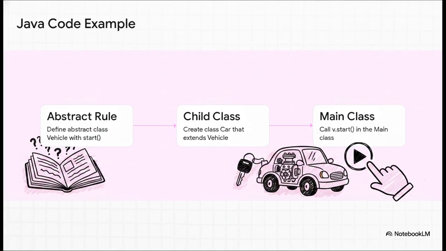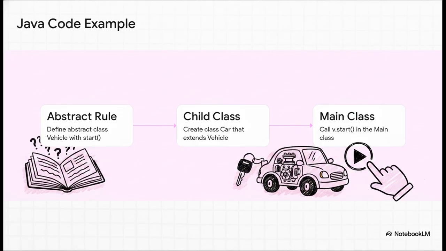Step 1, we set up the abstract rule. We create an abstract class called Vehicle with the code abstract void start. Notice how there's no actual code for how it starts here, just the pure rule that a vehicle must start. This is our rulebook in action. Step 2 is the child class. We write class Car extends Vehicle. Here we finally define those hidden details, writing the internal code that actually does the work. In this case, printing "Car starts with a key."